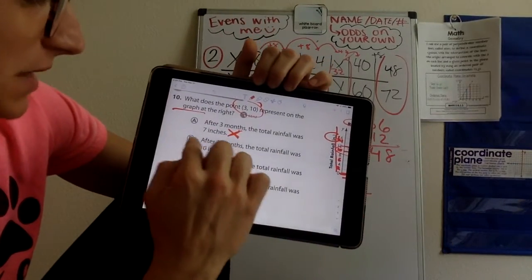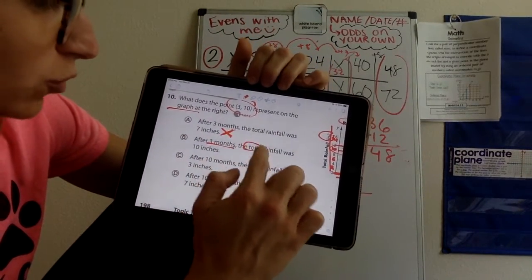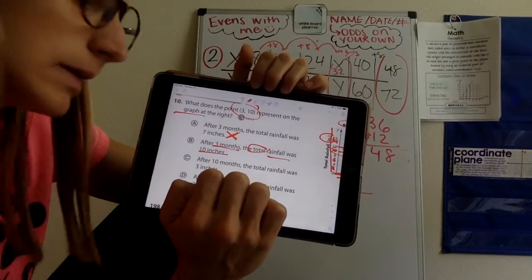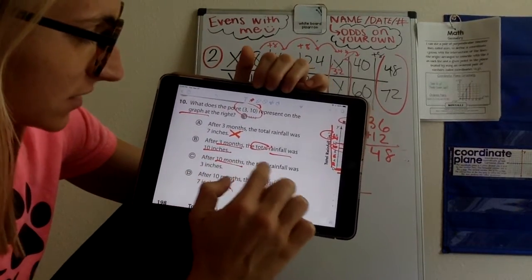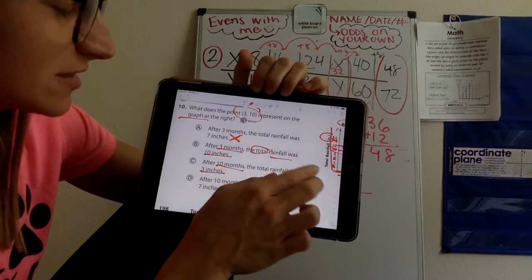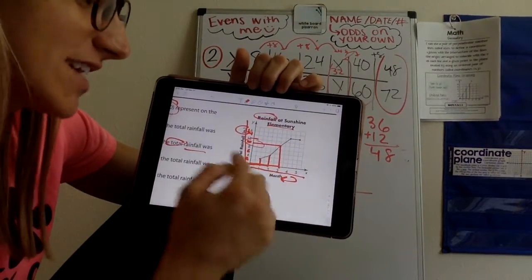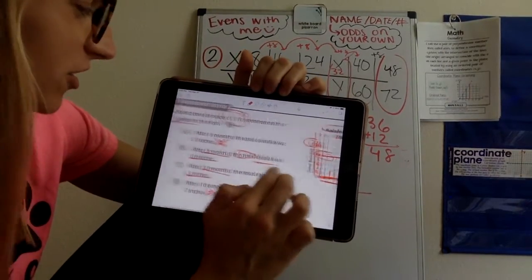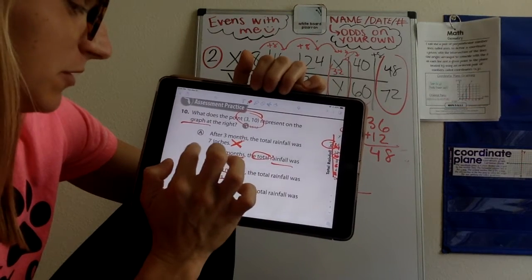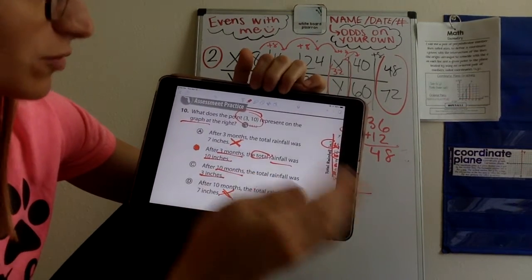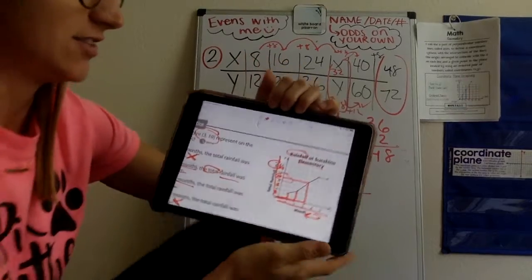So is it B, after 3 months, the total rainfall was 10 inches? I like it. Or is it after 10 months, the total rainfall was 3 inches? Well, again, after we've checked out our titles and we analyzed our graph, we know that B, bubble beautifully, is the correct answer. After 3 months, the rainfall was 10 inches.